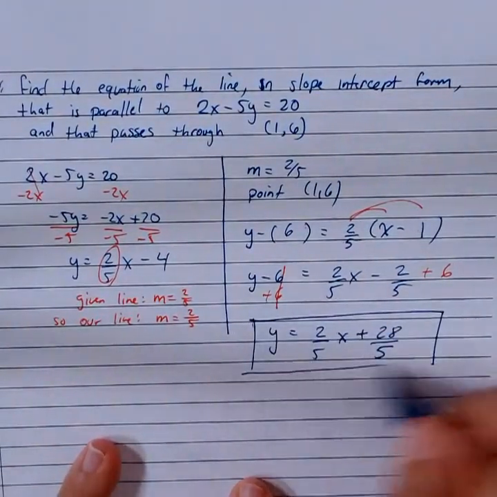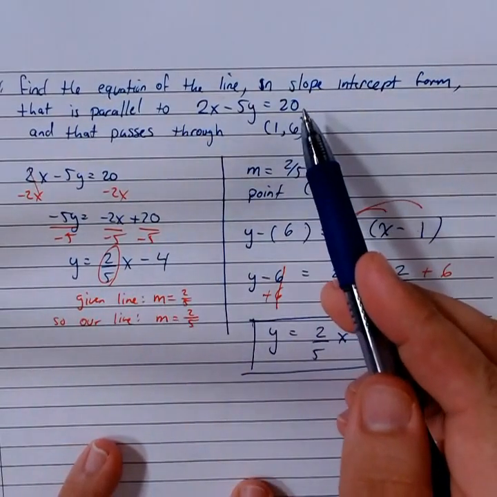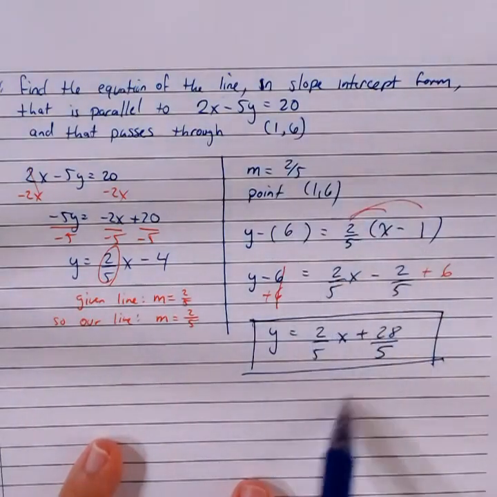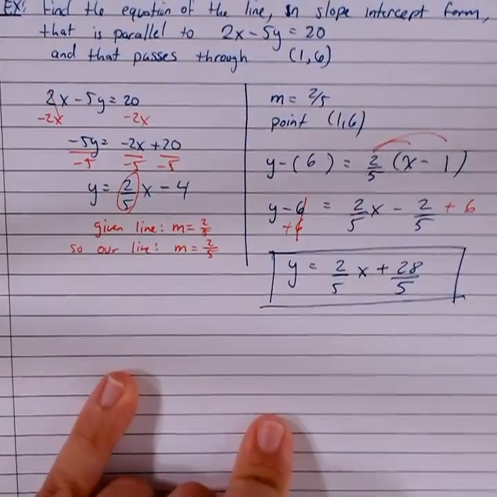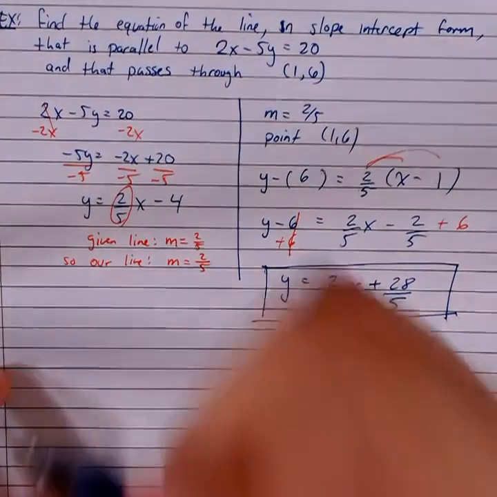That is parallel to this line. Notice they're parallel because they have the same slope. And not only is it parallel to this line, but it passes through (1, 6). And there we go. Okay, go ahead and give this a try.